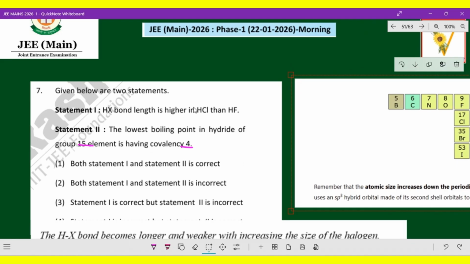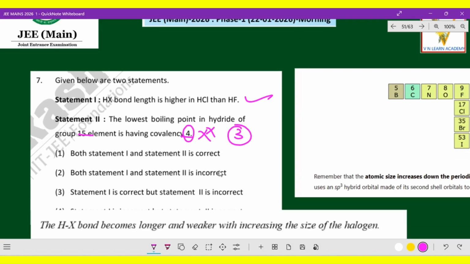So which is the correct answer? The first statement is the correct one. The second statement is wrong. Actually, the covalency of a 15th group element is 3 only, not 4. You know where it will come 4, you know very well, right? Yes, exactly true, that is carbon and its family. Okay, come on, which is the correct answer? Statement 1 is correct, statement 2 is incorrect. So the option is 3. I hope you got the clarity.